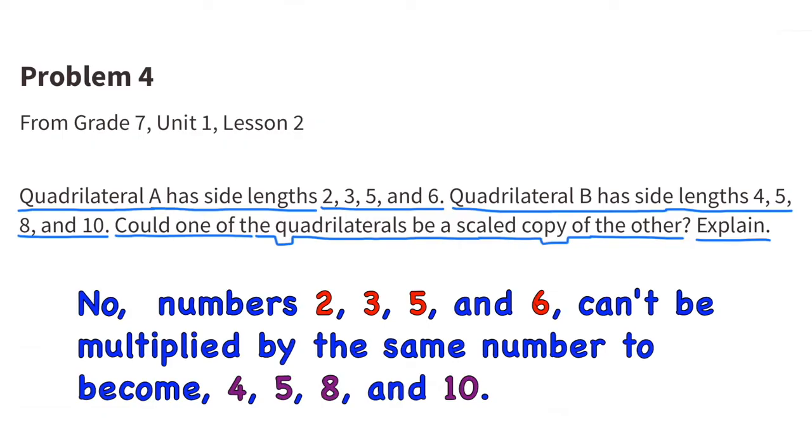For example, the side length 2 in red can be multiplied by 2 to become side length 4 in purple. So that would be a scale factor of 2. But if we continued with a scale factor of 2 and tried to multiply the 3 that's red, 3 times 2 would equal 6 and not the side length 5 in purple. Try it on the next one. Side length 5 in red times 2 would equal 10 and not the side length 8 in purple. And then side length 6 in red times 2 would equal 12 and not the side length 10 in purple.